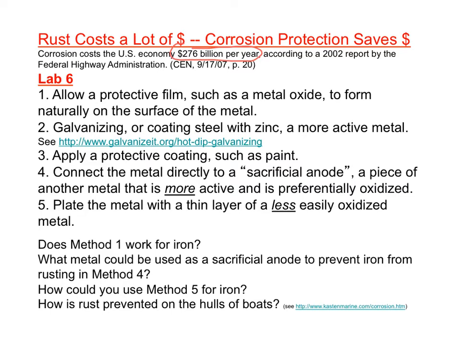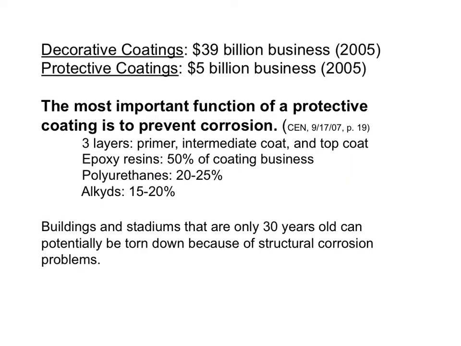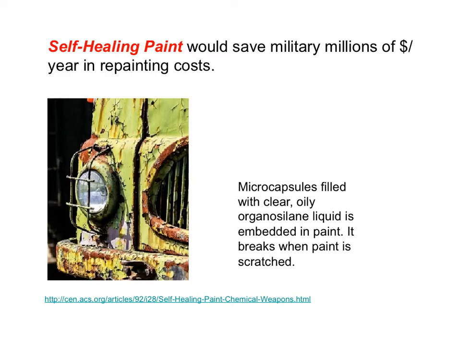Here are 5 ways to protect a substance from corrosion. We'll try these in lab. Method 3 is to apply a protective coating. Note that a lot more money is spent on decorative coatings than protective coatings. Here's how self-healing paints work.